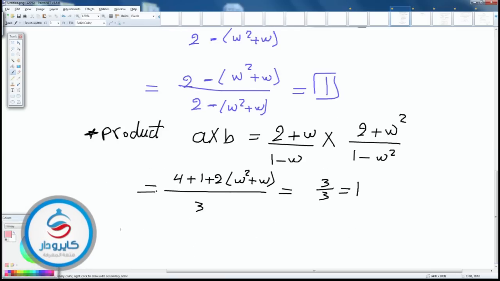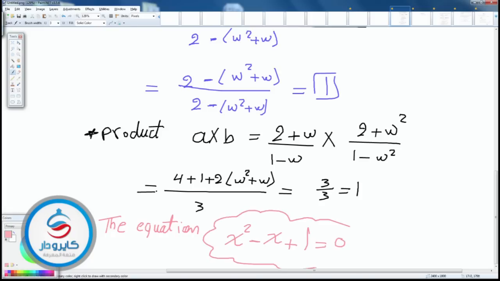Then the equation will be x squared minus x plus 1 equals 0, and this is the final answer, or the quadratic equation.